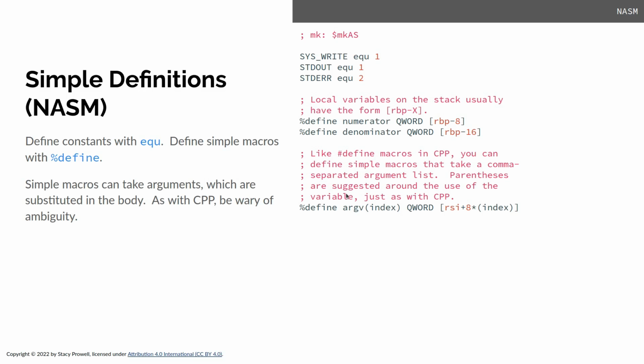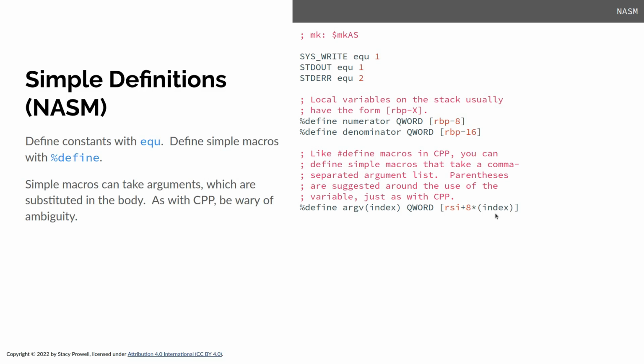Or I can define a little more complicated ones. So as you know, in CPP, I can have arguments to my #defines, and then I can include them over here by name, and you see I've done that right here. And just like with CPP, it's a good idea to enclose them in parentheses so that they don't accidentally glom onto something next to them.